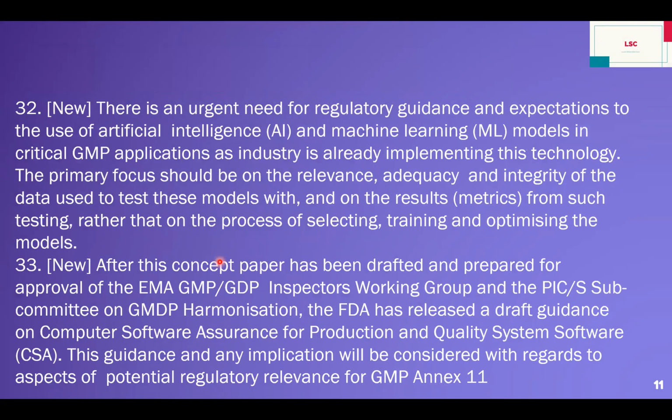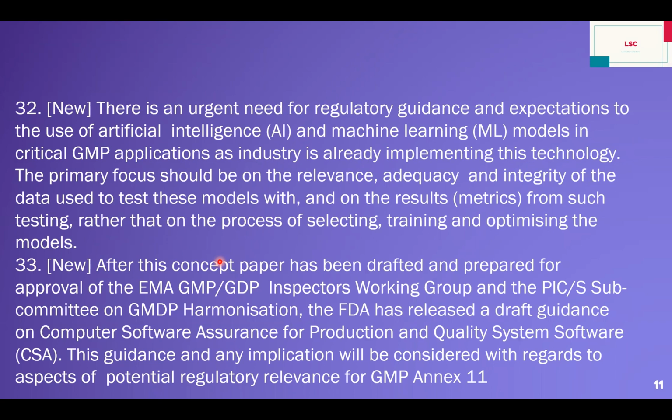Now some new points. New point 32: there is an urgent need for regulatory guidance and expectations on the use of artificial intelligence and machine learning models in critical GMP applications, as industry is already implementing these technologies. So the concept paper says that we need an urgent regulatory guideline, because industry is using artificial intelligence and machine learning.